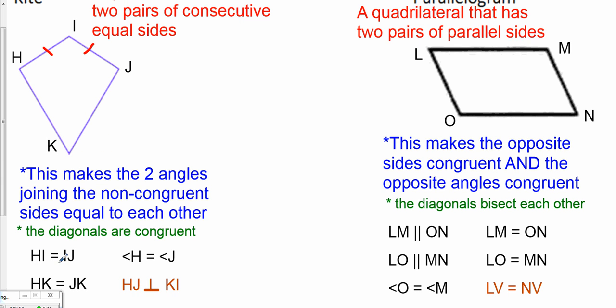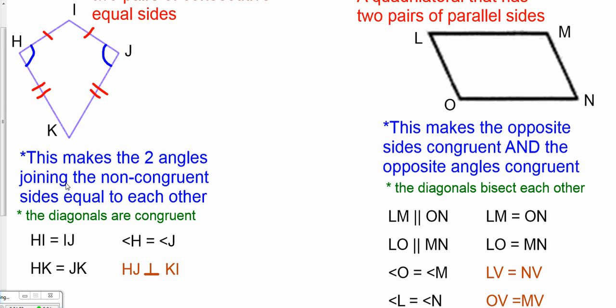So we can say HI equals IJ. This side, HK, is right next to KJ. So if these two are equal to each other and these two are equal to each other, then we know for sure it's a kite. When this happens, this makes these angles, this one and this one, have to be the same measure as each other. There's no way to draw a kite where these would be different angles. So we know if HIJK is a kite, then HI is equal to IJ, HK equals JK, and angle H equals angle J.